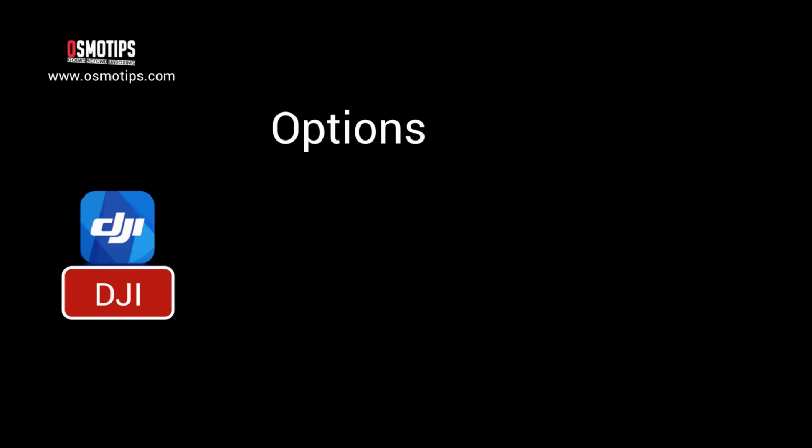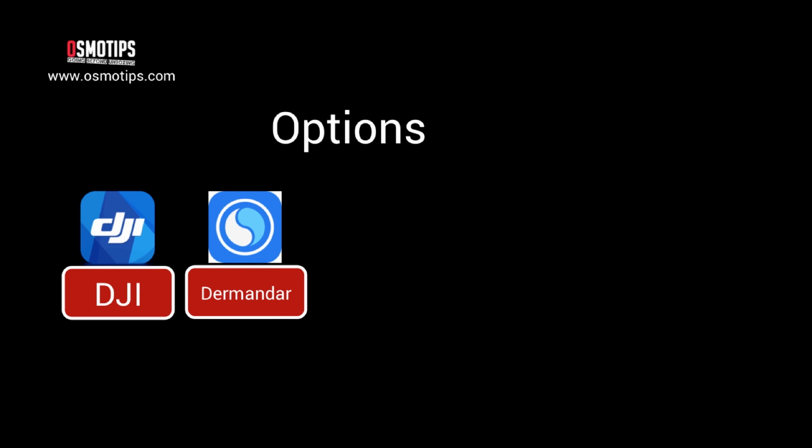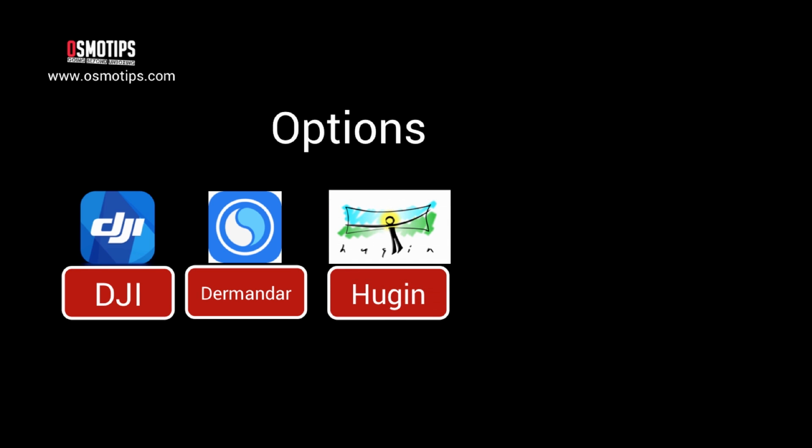So the first option is the DJI option, and we're going to look at that in a little bit of detail. Then there is one method I'm going to show you by a website called Dermandar. I don't know how to pronounce that. I'm just calling it Dermandar. And the next app is an app called Hugin. When I say app, it could refer to software, just the same.